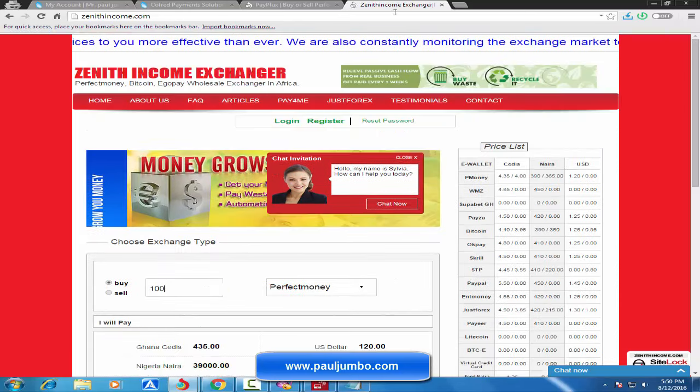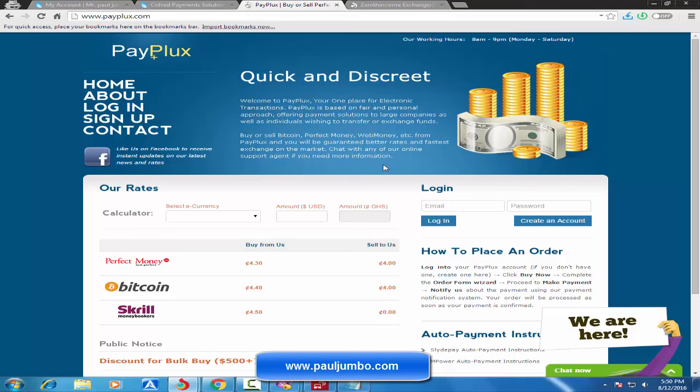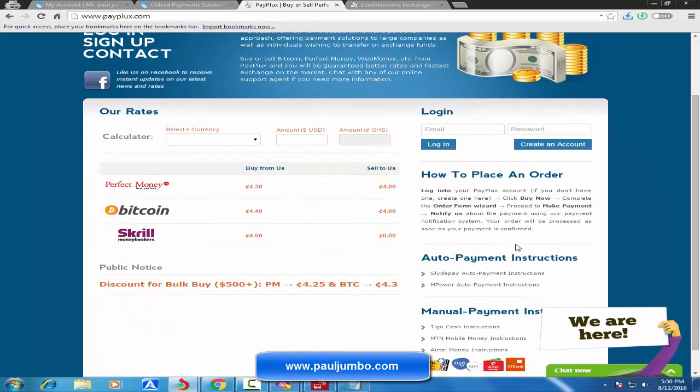Okay, then the second site I'll talk about is Payplux. Their site is very good. Their office is around Ashimota in Accra too, and you can also visit their office if you are doing your first transaction with them, so at least you know the company or the people you are dealing with. You can see as of today their rate is 4 cedis 30 pesewas for Perfect Money, so $100 will give you 430.